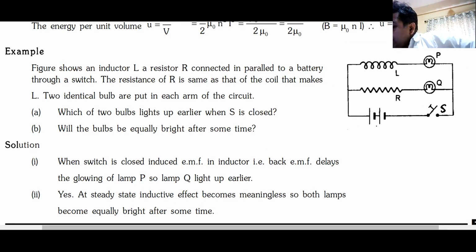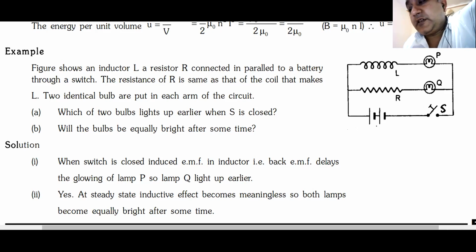Figure shows an inductor and resistor connected in parallel to a battery through a switch. The resistance of R is the same as that of the coil which makes L. So both the resistances are the same. Remember, as I told you, no electrical appliance is a pure resistor, no electrical appliance is a pure inductor. All appliances are combinations of resistance, capacitance, and inductance. The ratios may be different.